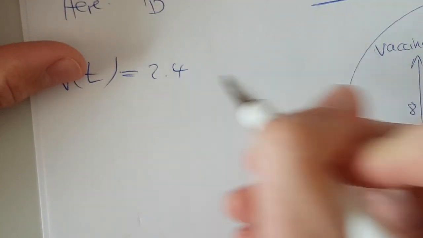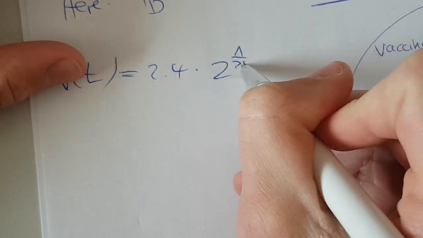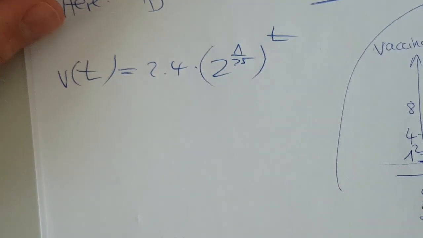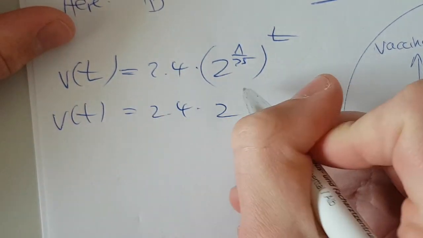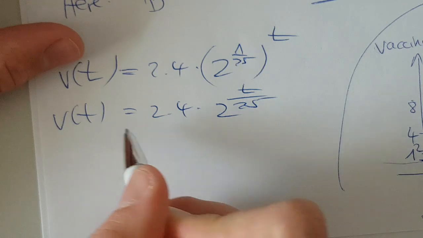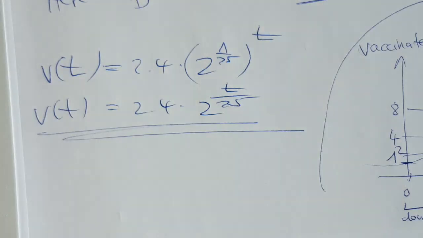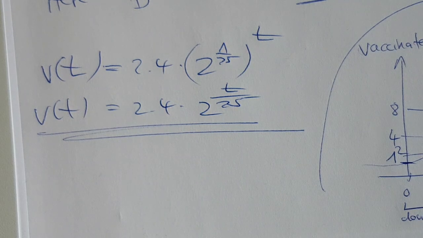So a times k to the t, which can be simplified to 2.4 times 2 to the t over 25. And this is our model function, which gives us the percentage of people in Germany who are vaccinated against COVID-19 at least once. And now we can just try this formula by plugging in some values and checking if they are correct.